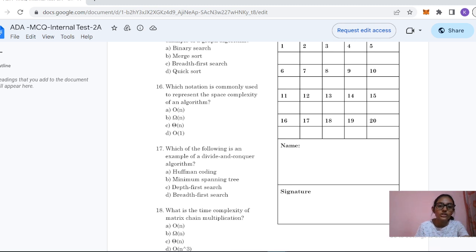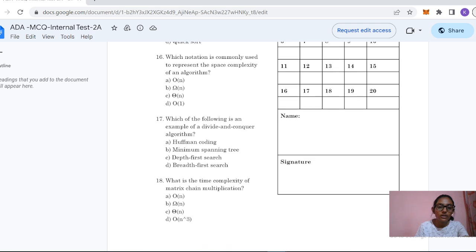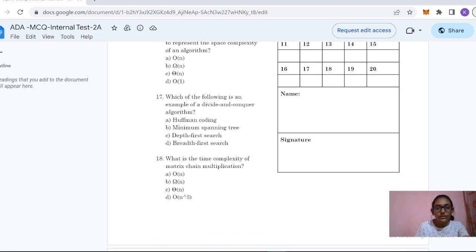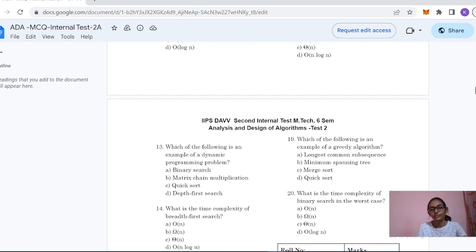16th, which notation is commonly used to represent the space complexity of an algorithm? Here answer is D, that is order of 1. Which of the following is an example of a divide and conquer algorithm? The example is option B, minimum spanning tree. What is the time complexity of matrix chain multiplication? Its answer is option D, that is order of n cube.